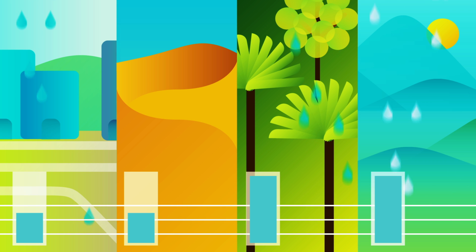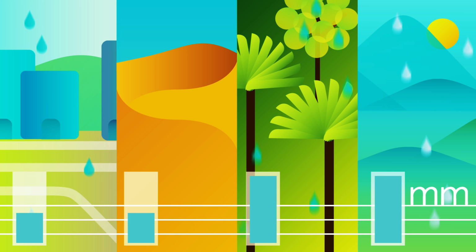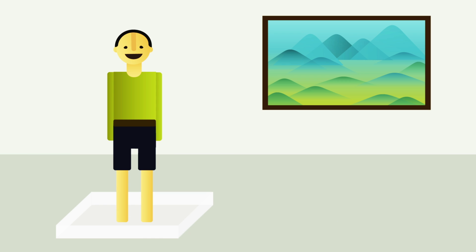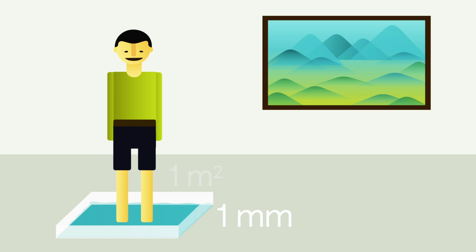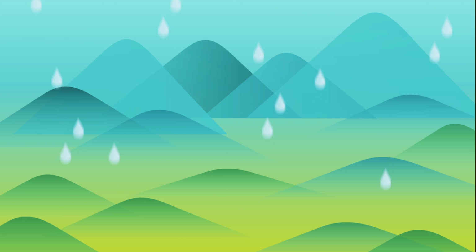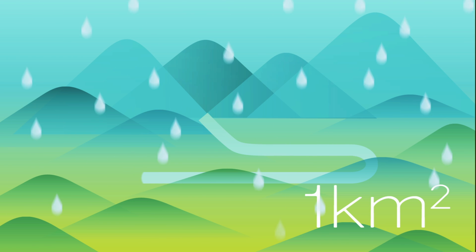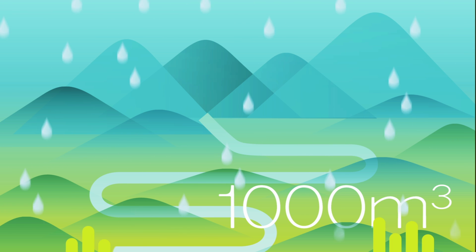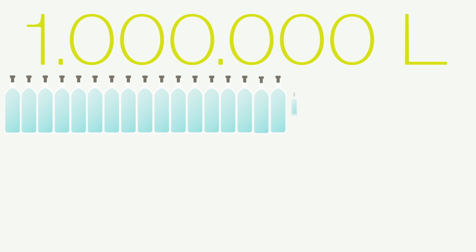We commonly use millimeters for measuring rainfall. This allows us to obtain the volume or capacity of rain that has fallen. For example, if the height of the water is 1 millimeter and it is distributed on 1 square meter of land, the amount equals 1 litre of water. The same 1 millimeter of rain distributed on 1 square kilometre of land is equal to 1,000 cubic meters of water, or 1 million 1 litre bottles.